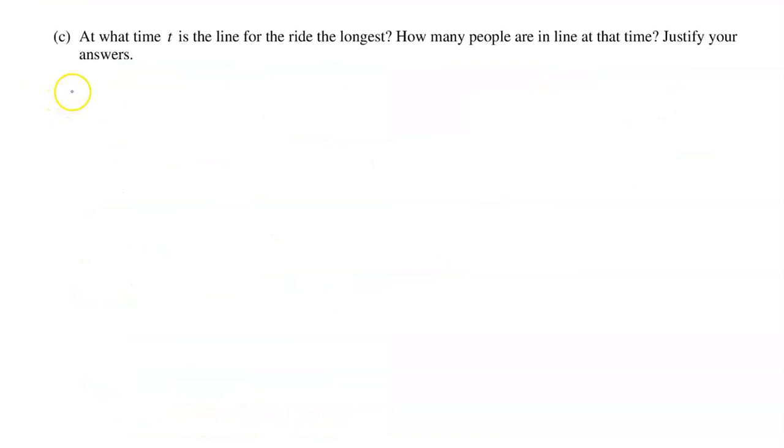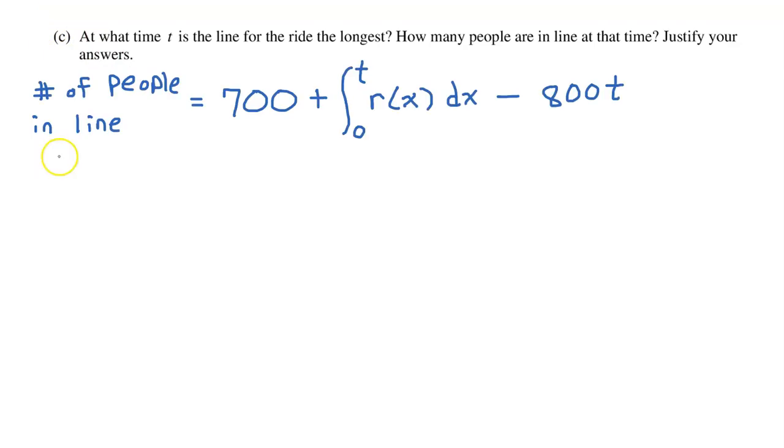That was the fastest way to solve the problem, but you could also answer the question using a calculus test. Here is an equation that represents the number of people in line at any time t. Of course, the 700 represents the initial number of people in line. This integral represents the number of people who join the line between time 0 and time t.